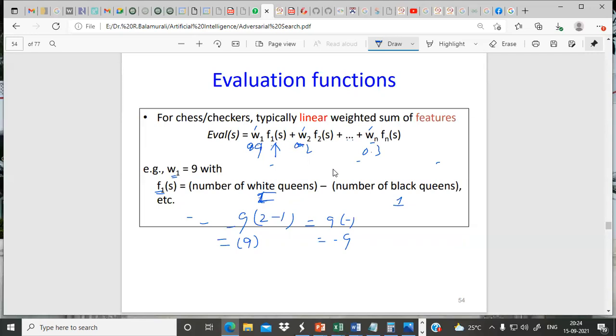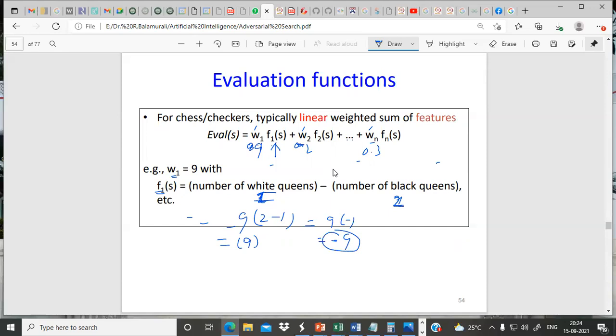So in that particular state, if I have only one queen and the opponent is having two queens, then it means that the opponent is stronger than me. And when I'm writing a program, I should know whether I'm strong in that position or the opponent is strong. So for this, it is returning -9. Are you getting it?